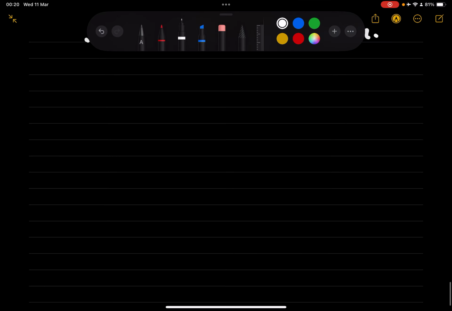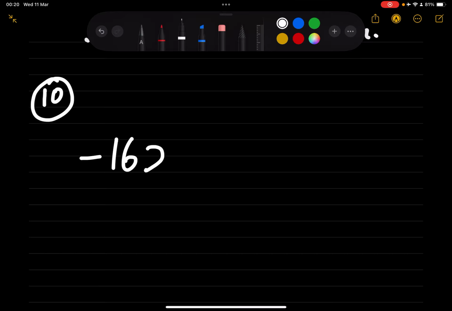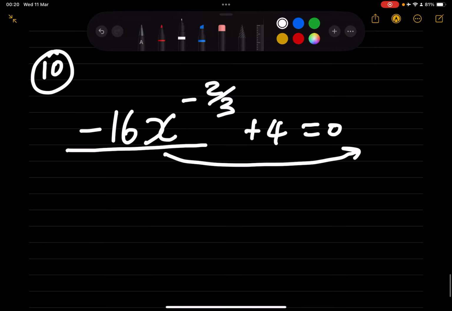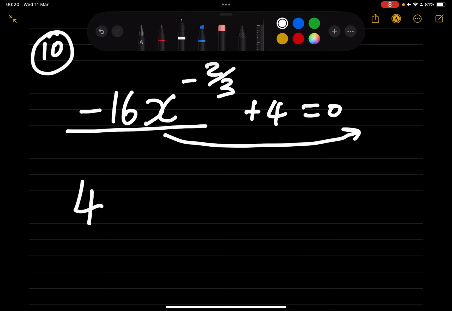Okay, let's go to 10. On 10, we have negative 16 x to the power of negative 2 over 3 plus 4 equals to 0. Yeah? So what I'm going to do is I'm going to make this term positive by transposing it to the right. So on the left, I'm left with 4 is equals to 16x to the power negative 2 over 3.